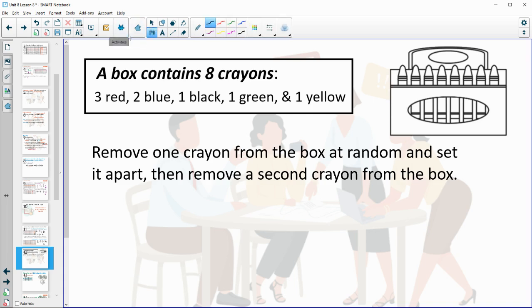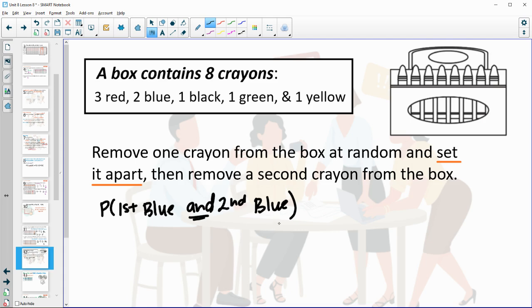All right, so let's look at conditional probability in a little bit of a different way, when we know how many objects are in a crayon box. So here they label out the colors of the crayons. And so there are 8 crayons in the box. 1 crayon is going to be taken out and removed. It's going to be set apart. And then we're going to draw a second crayon. So let's determine the probability that the first crayon drawn is a blue and the second crayon drawn is a blue.